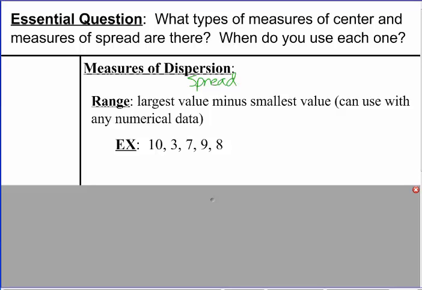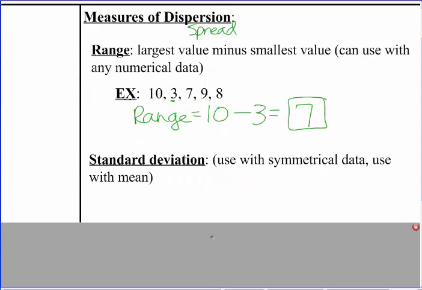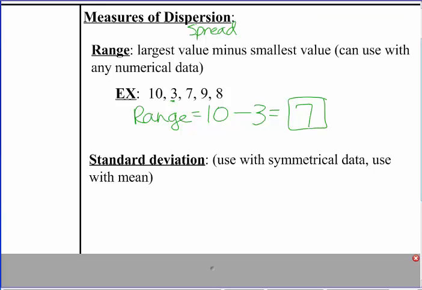So the first measure of spread is our range. The range is the largest value minus the smallest value. We can use this with any set of numerical data. So we look at our data set to find the range. You take the largest value, in this case 10, you subtract the smallest value, in this case 3, so our range is 7.